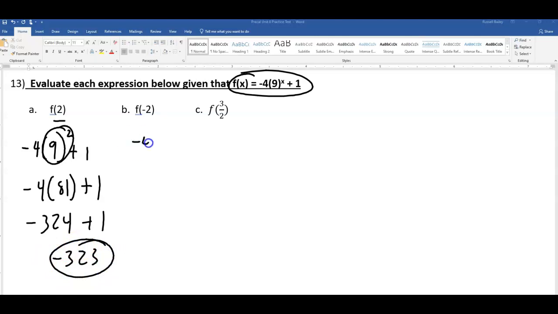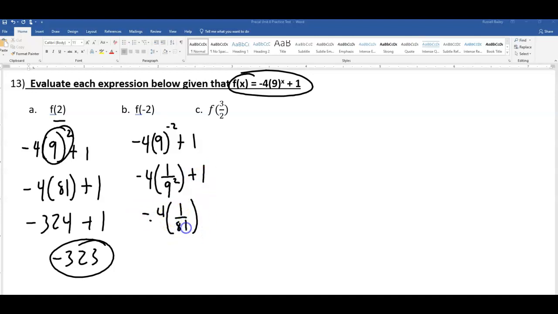Go ahead and take a look at part B. So now we're plugging in a negative 2. What a negative exponent does is it causes the number to become a reciprocal. So instead of 9 to the negative 2, that's the same thing as 1 over 9 squared. And so we have negative 4 times 1 over 81 plus 1. You can think of that negative 4 as negative 4 over 1, and just do top times top and bottom times bottom, so we get this.